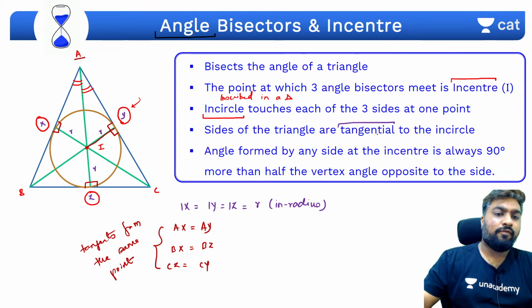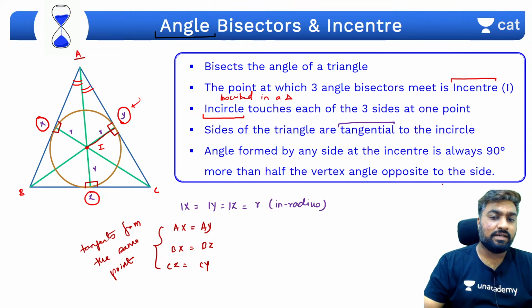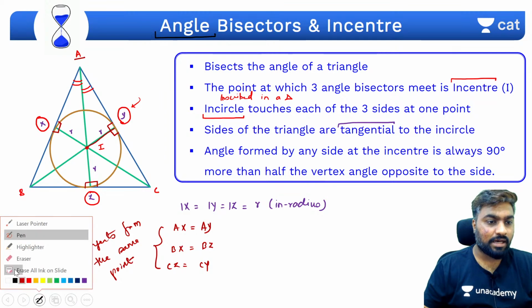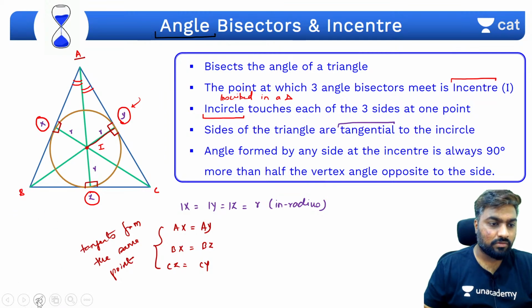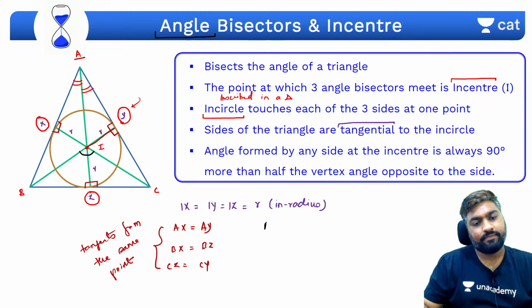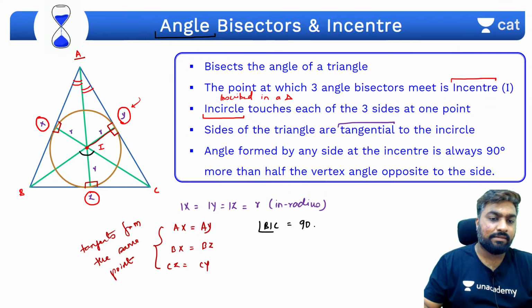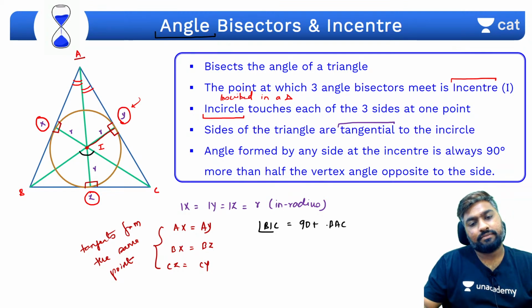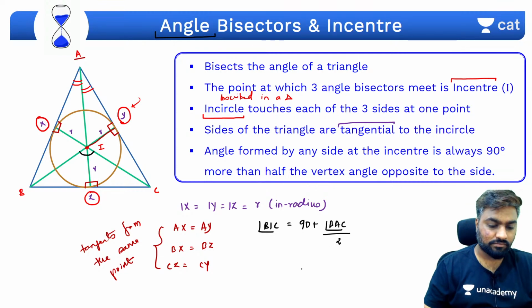Next one, the angle formed by any side at the incenter is always 90 more than half the vertex angle of it. मतलब क्या कि अगर मैं यहां पे कोई एंगल बना रहा हूं, yes, here if there is an angle formed, angle BIC is always 90 more than half of the angle made at BAC। Angle BAC का half। Done?